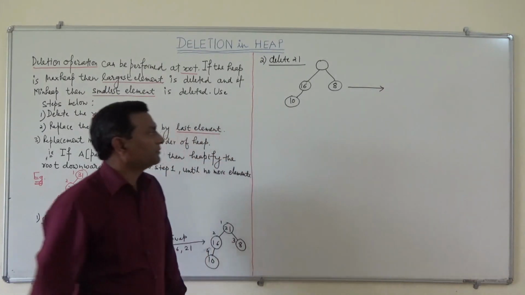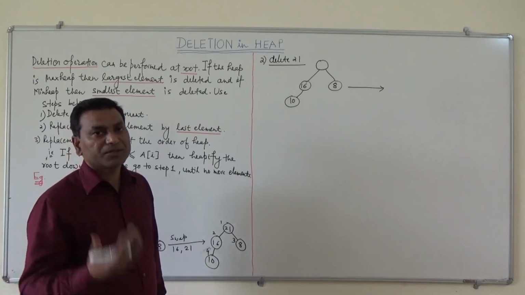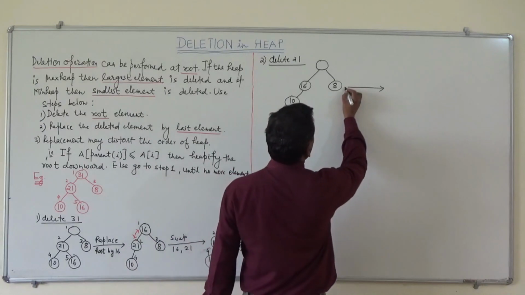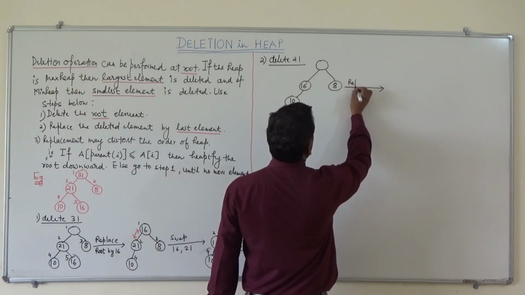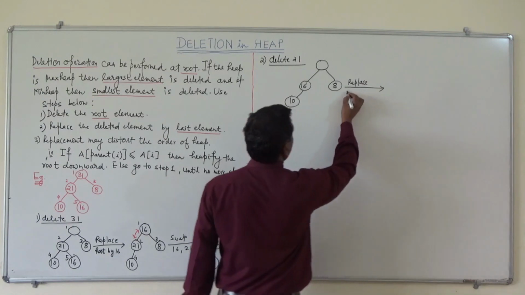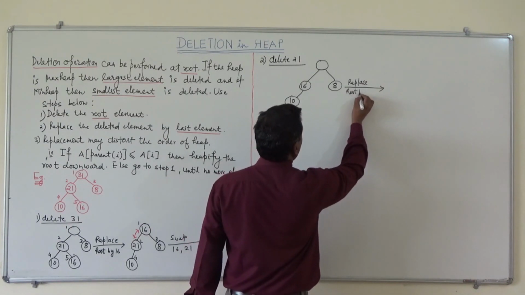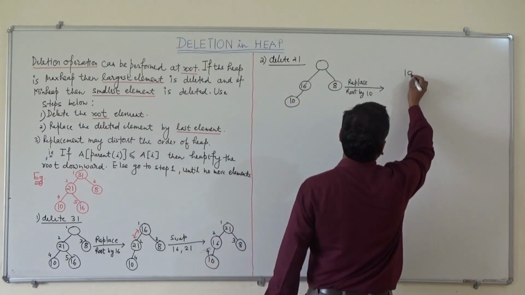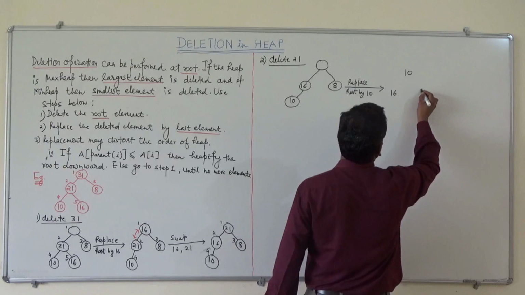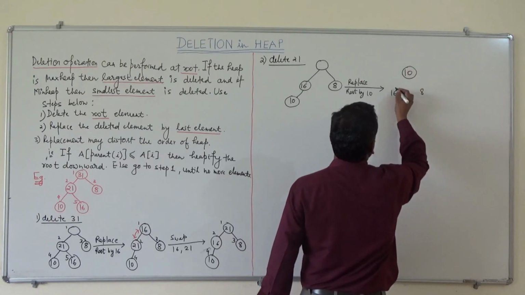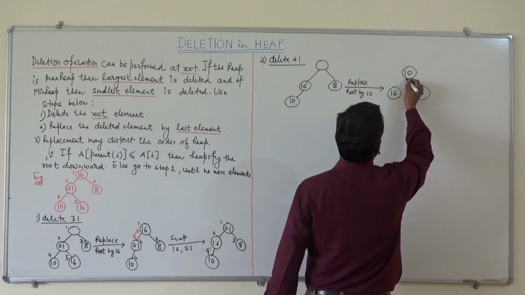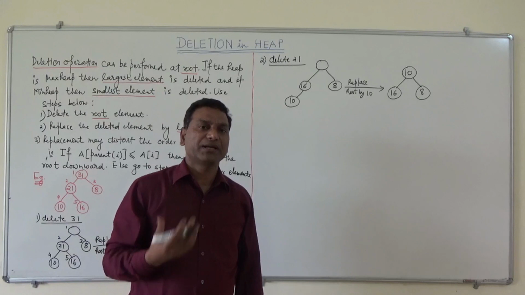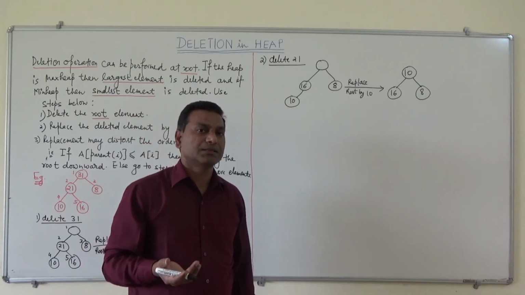Now after deleting 21, you will replace the deleted node with the last element. So last element is 10. So replace root by 10. So it comes out to be 10, 16, 8, like this.